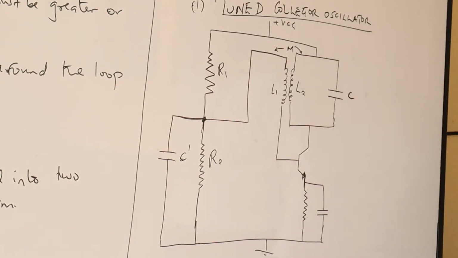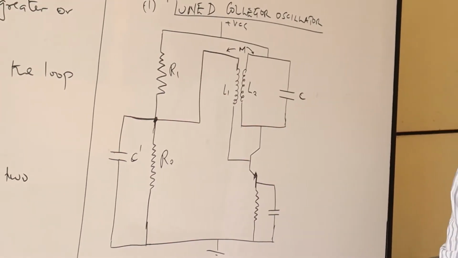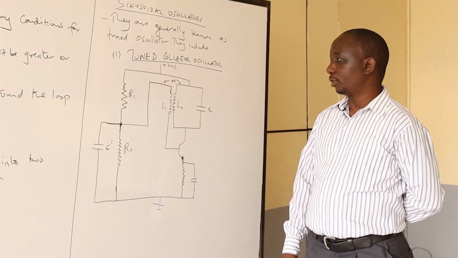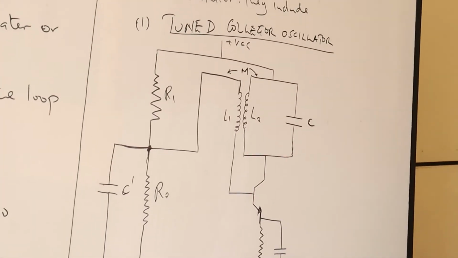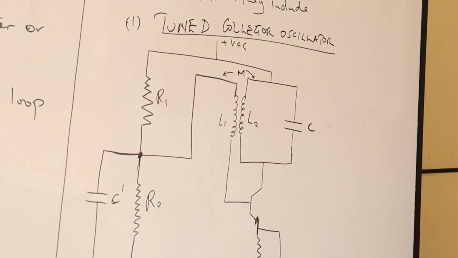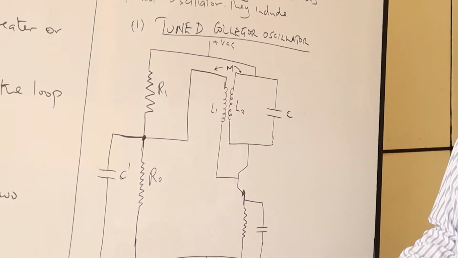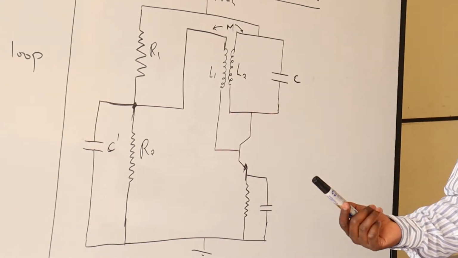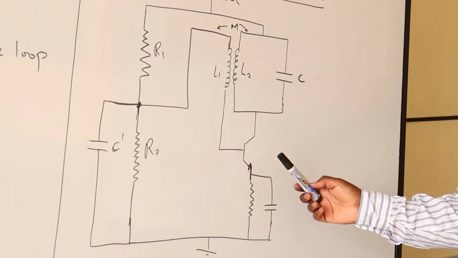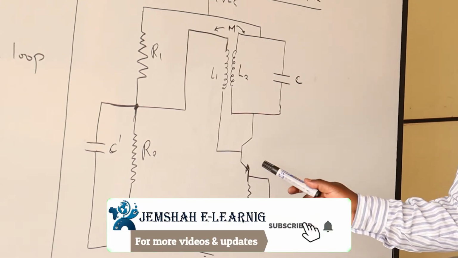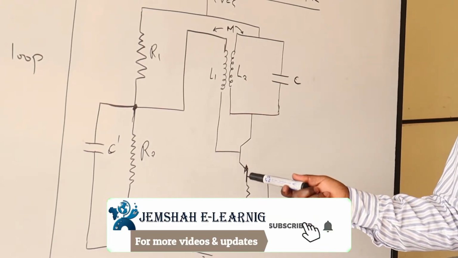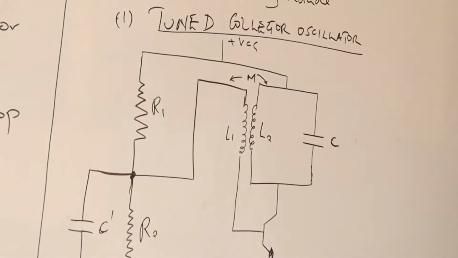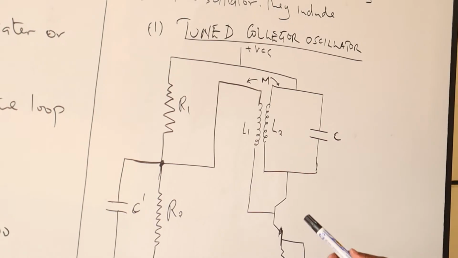So this is the tuned collector oscillator diagram, and from this you can see there's L1, inductor 1 in the primary and inductor 2 in the secondary. So L1 is a small winding so that it's able to capture a small feedback all the way back to the transformer. And because we must have a phase shift of 360 degrees, then 180 degrees is provided by the amplifier, which is the transistor, and another one by the inductor.